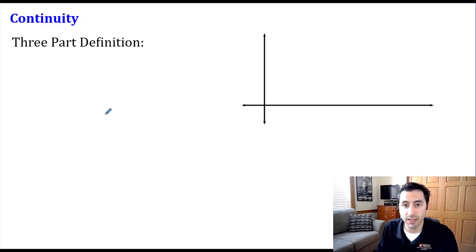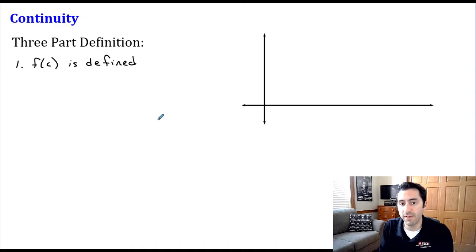Now, as we're looking at this three-part definition, we're going to be focusing in on a certain number, a specific value, and we're going to call that C. The first part of the three-part definition is that my function needs to be defined at C. So in other words, f of C is defined. Another way we could say this is that that value for C has to be in the domain of our function. We need to be able to evaluate f of C.